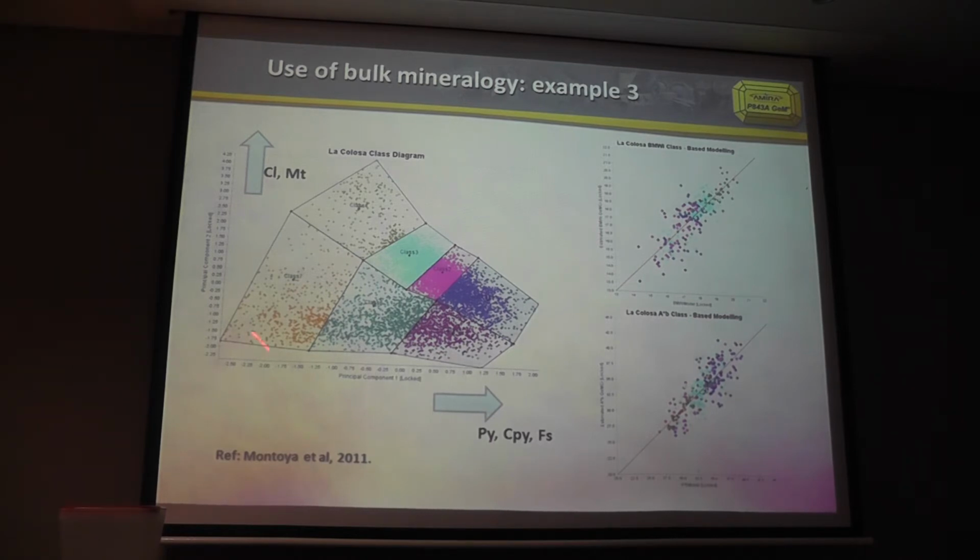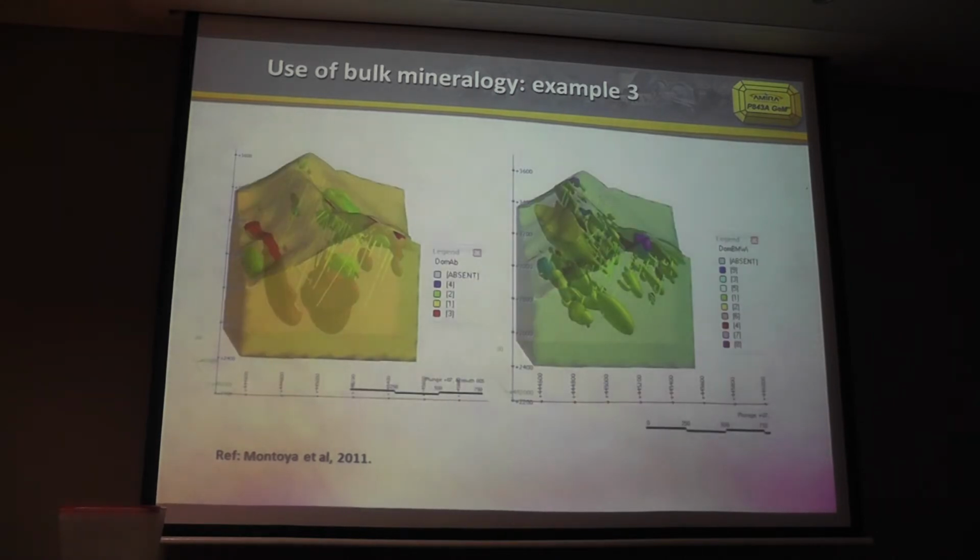So this is the principal component analysis suggesting that maybe you should usefully break this up into seven classes and do the transfer function or regression equations for each of these and get some reasonably good relationships between the mineralogy and things like the Bond work index and the AB, which could be built into a throughput model. And that throughput model was then taken back into Leapfrog and produced these sorts of 3D models of where the hard and the soft parts of the deposit would be.